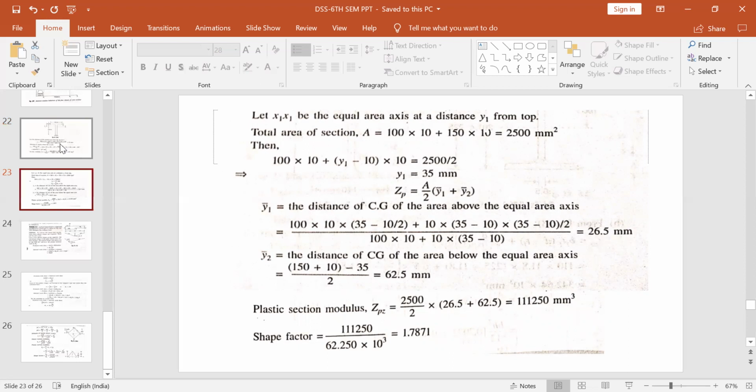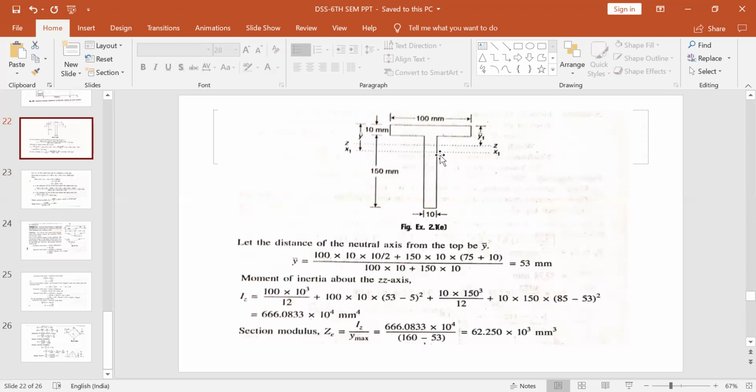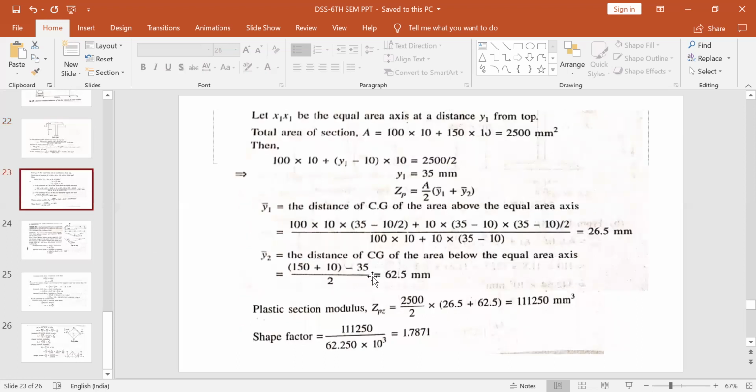Similarly, what will be y2 bar? Y2 bar will be this distance. See, entire distance is 160 and this is 35. So what is the distance of the bottom fiber from the plastic neutral axis? It will be 160 minus 35. So it gives you 125. So 125 by 2, that is 62.5. So you have found out y2 bar.